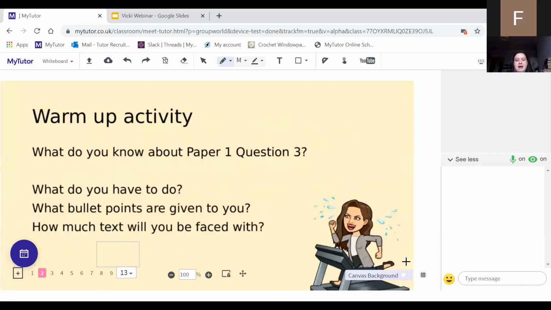Same learning objective as the last couple of lessons as well. So warm-up activity then. What do you know about paper 1 question 3? What do you have to do? What bullet points are given to you, and how much text will you be faced with, and any other information if you want to throw it at me as well, that would be very welcome. So I will just give you a couple of minutes to send me some bits and pieces through.